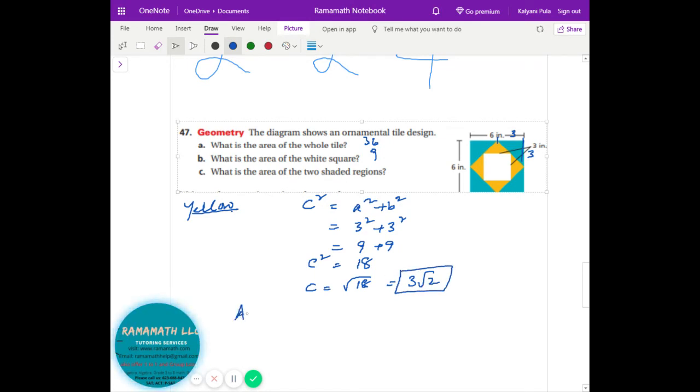Now the area of the yellow square is going to be 3 radical 2 times 3 radical 2. You multiply them. Radical 2 times radical 2 is 2. We're going to learn more about those later. So 18 square inches. That's how we do it.